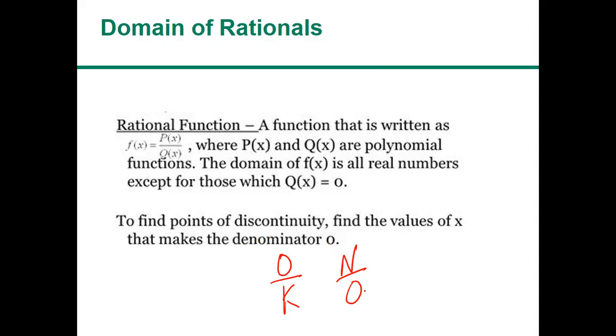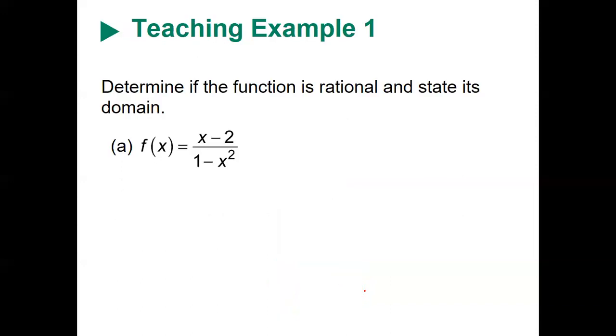All right, so when we're looking for what's called discontinuities, we're taking our denominator and setting it equal to zero. And that's going to tell us where our discontinuities are. So for example here, determine if the function is rational and state its domain. First check, is there a variable in the denominator? Yes, there is a variable in the denominator, that guy right there. So this is a rational function.